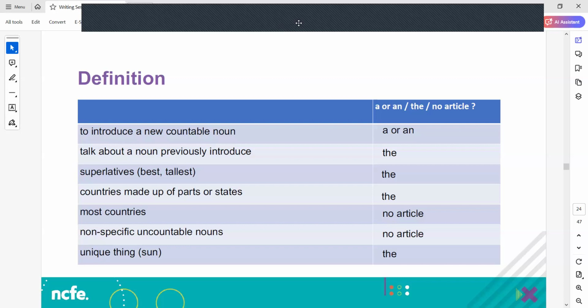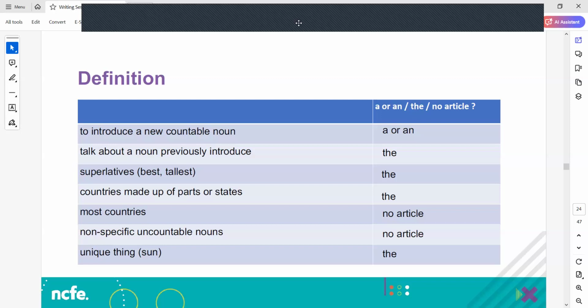Most countries, though, will not have an article. So we don't say the England, the Russia, and so on. Non-specific, uncountable nouns, like rice, sand, water, we don't use an article at all. A unique thing such as the sun, the earth, the moon, we use "the".